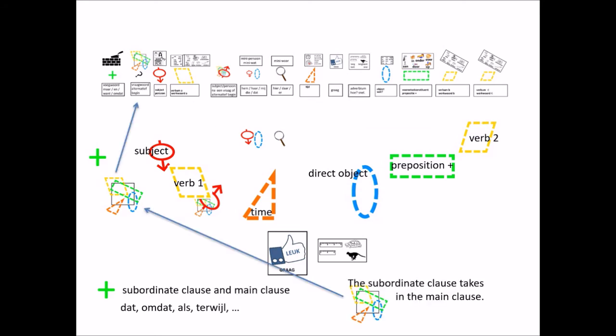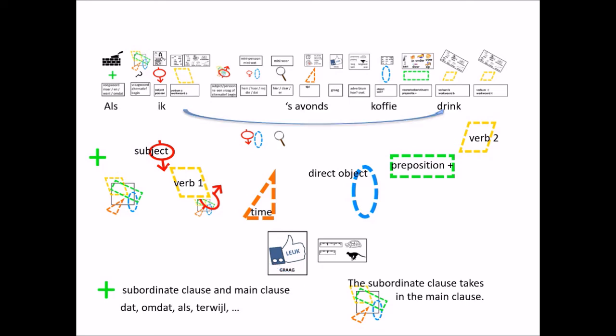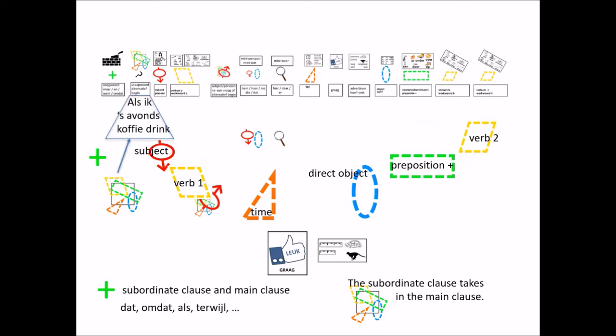The other way around, we begin with a subordinate clause and it is followed by a main clause. Als ik 's avonds koffie drink, this is the subordinate clause and it is all wrapped down there in that position. And then you have the main clause that follows. Als ik 's avonds koffie drink, kan ik niet goed slapen. If I drink coffee in the evening, I cannot sleep well.